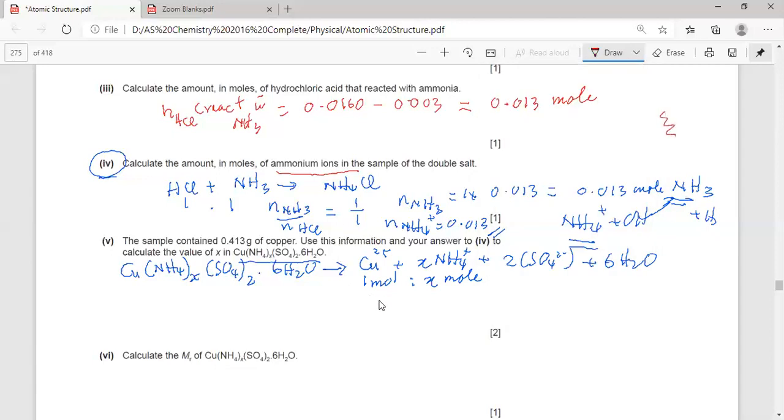So the number of moles of copper will be 0.413 divided by 63.5. You can look it up. Here the number of moles of ammonium ion is given already, 0.013.